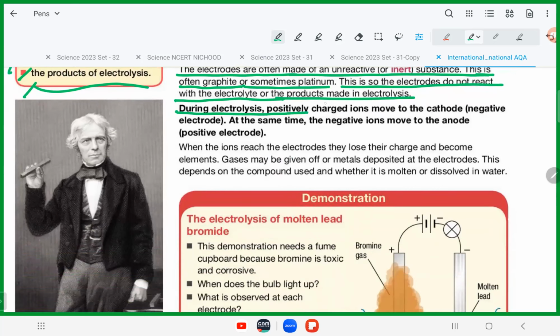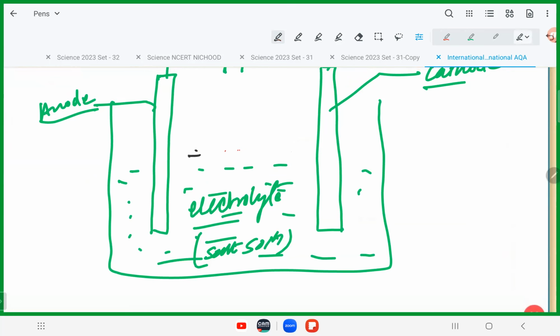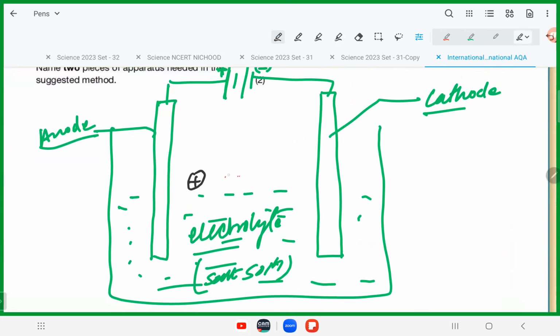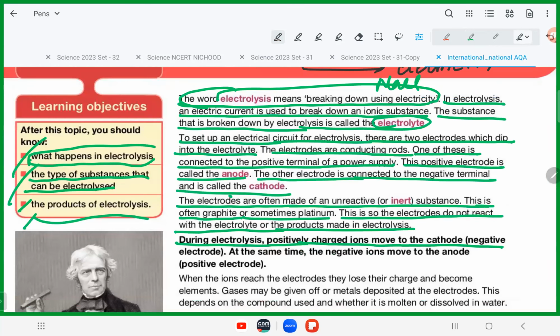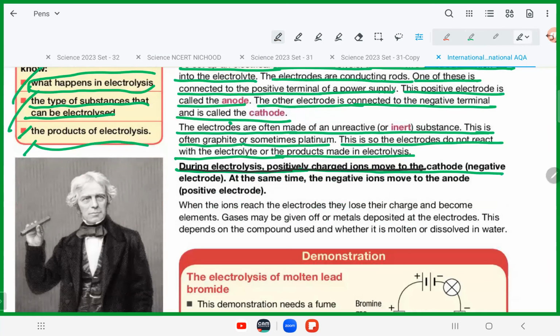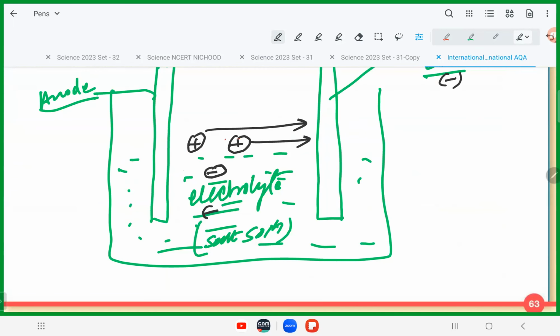During electrolysis, positive charged ions move to the cathode. So if in the solution there are positively charged ions, opposite charges attract, so the positive charge will go to the negatively charged electrode. This is the point they are saying: during electrolysis, positive ions move toward the cathode, the negative electrode. At the same time, the negative ions move to the positive electrode. So if any negative ions are there, they are going to move in this direction. Is it okay?